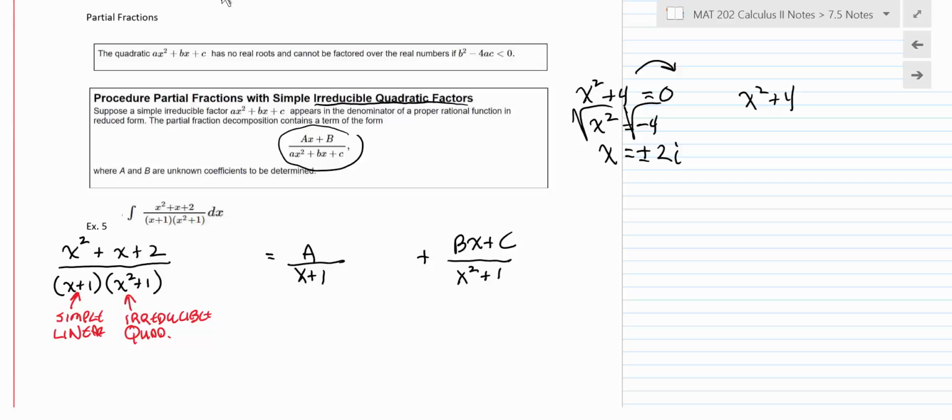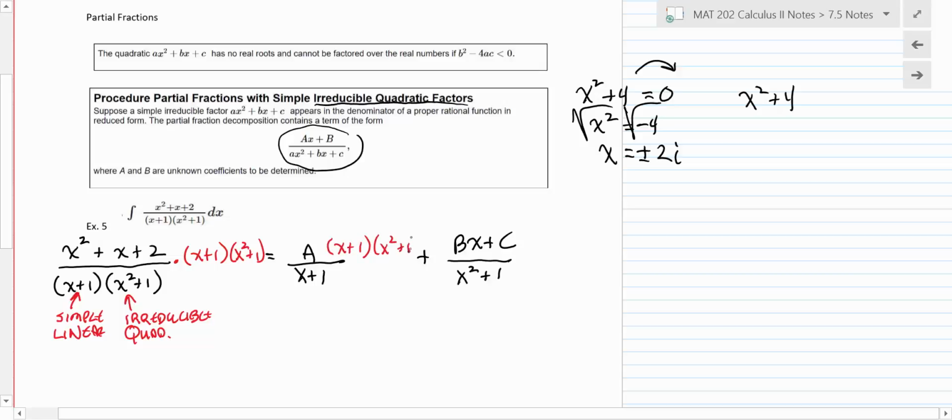We have to set up our system of equations. So what you're going to do is multiply everything by both factors because you want the denominators to cross out. So I'm going to go ahead and put this factor in each position like this. Then we'll carefully cancel everything out, and then we'll see what kind of system of equations we have. That would be the setup with the linear and an irreducible quadratic.